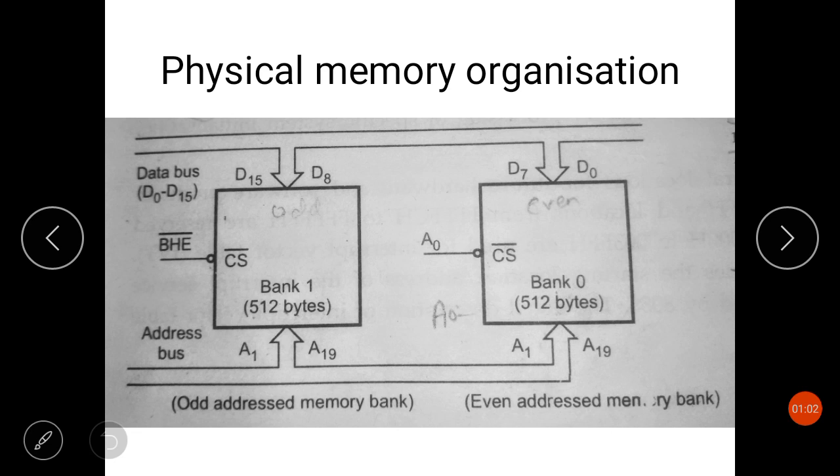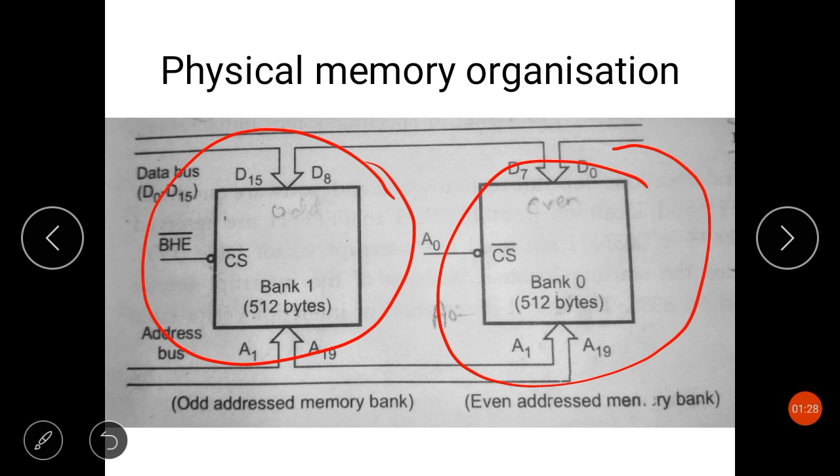This is stored by using two consecutive memory locations, one for the least significant byte and the other for the most significant byte. The address of a word is the address of the least significant byte. To implement this, the entire memory is divided into two memory banks, bank 0 and bank 1.